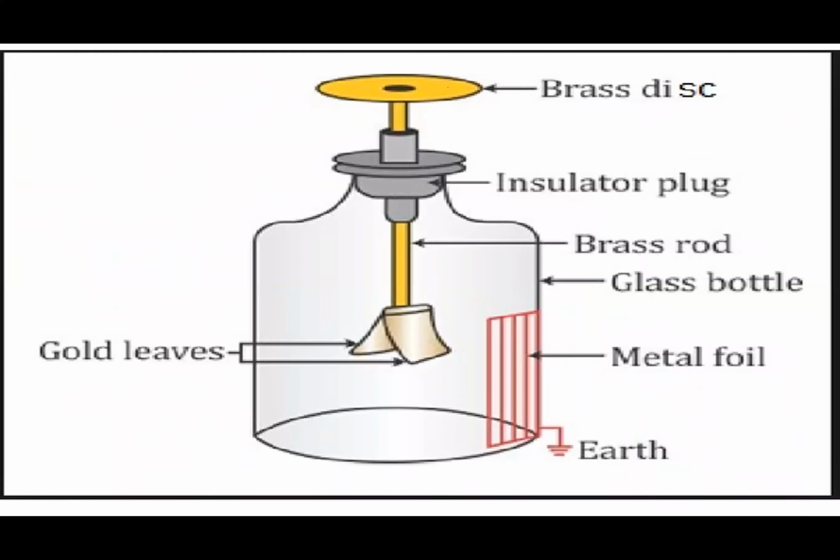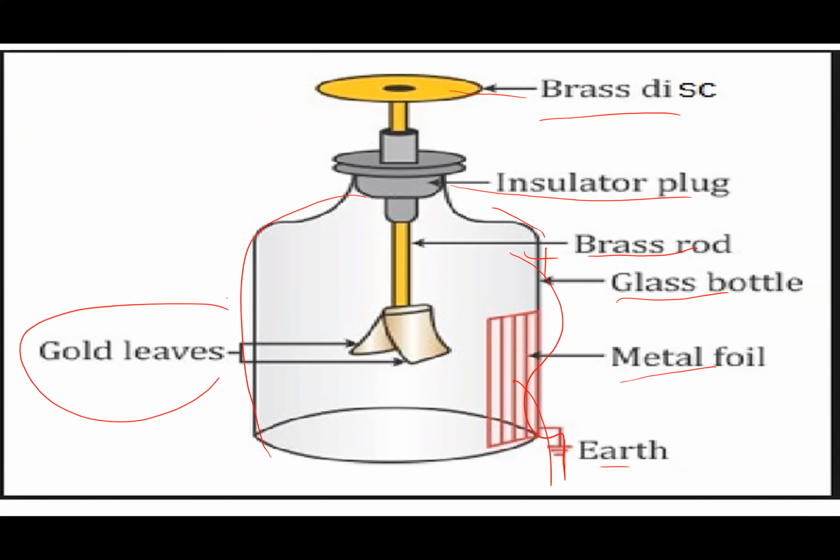Now, this is the brass disc, insulating plug or cork, brass rod, glass bottle, and metal foil. It is earthed so that if its walls are charged, that will be transferred to the earth. Gold leaves to study the behavior.